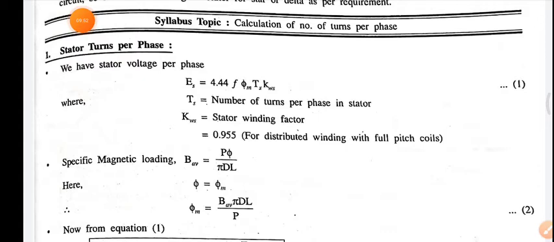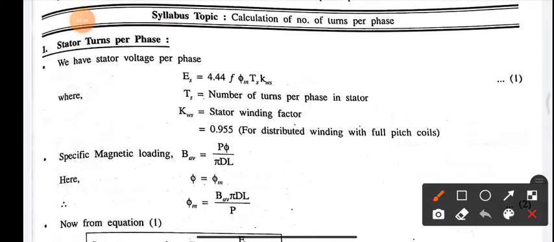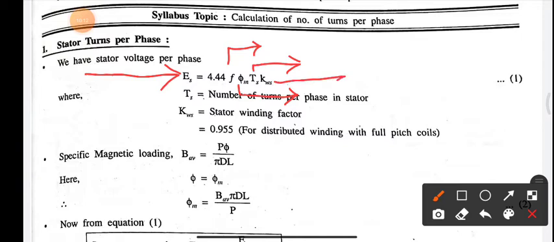Now for stator turns per phase, we know that the EMF induced in each phase, or the stator voltage per phase, is given by Es = 4.44 f φm Ts Kws. f is frequency, φm is flux, Ts is turns per phase, and Kws is our stator winding factor. You must be clear with these terminologies. If you are not, then you have to remember them, because as we move further, more and more new terms are going to be added, right?